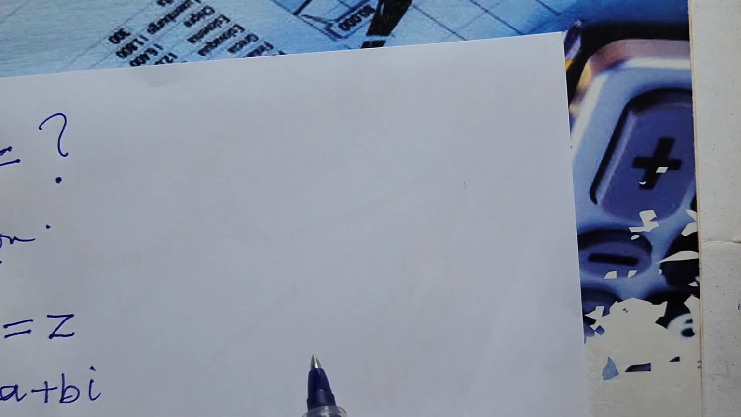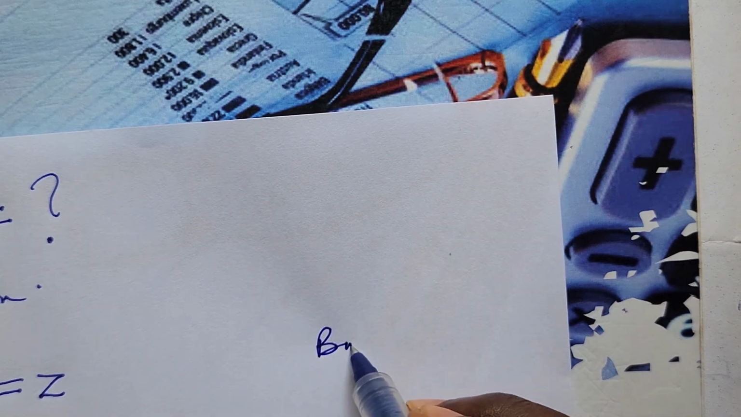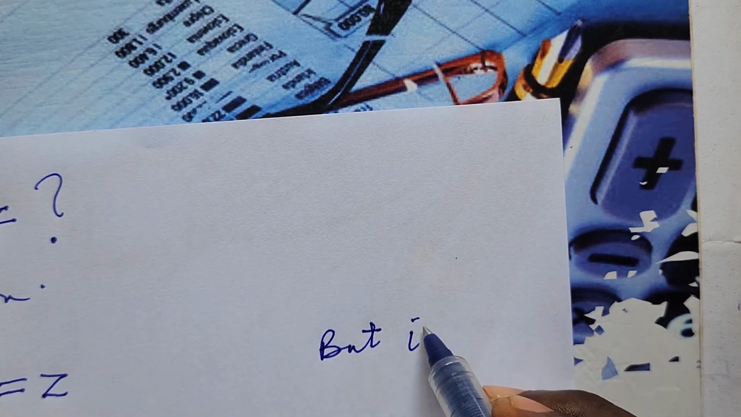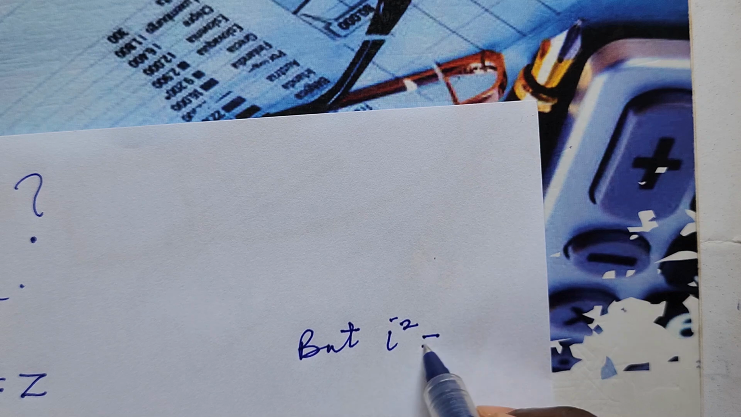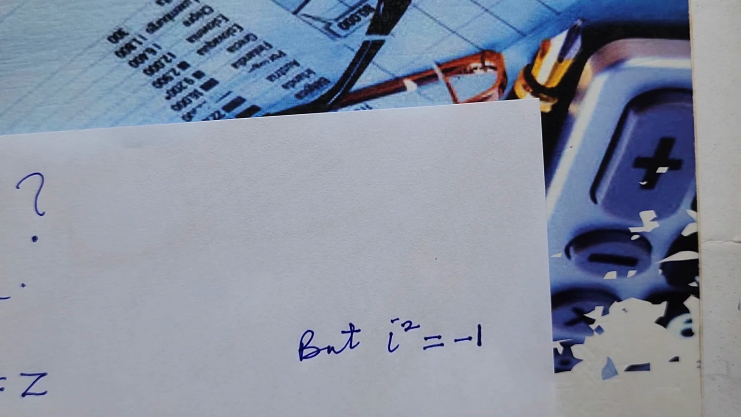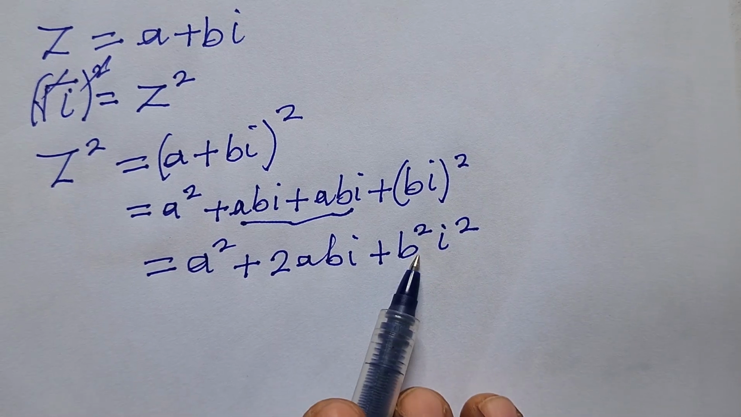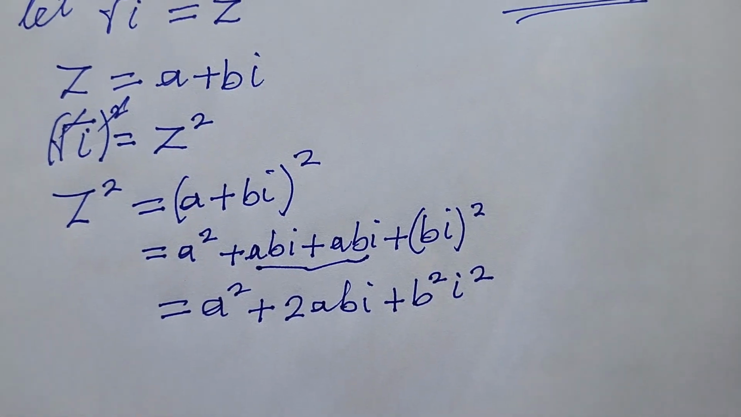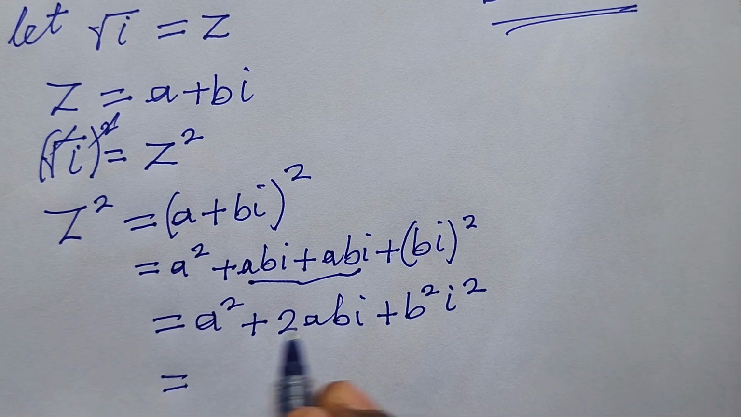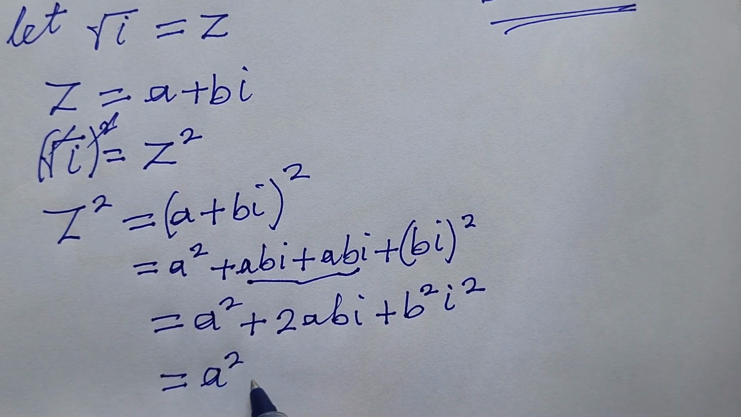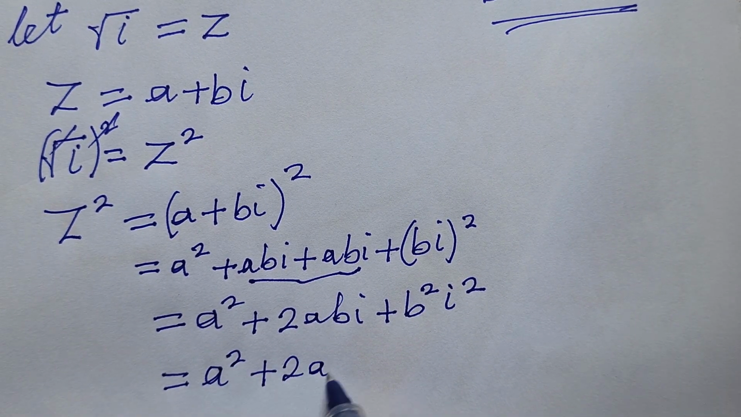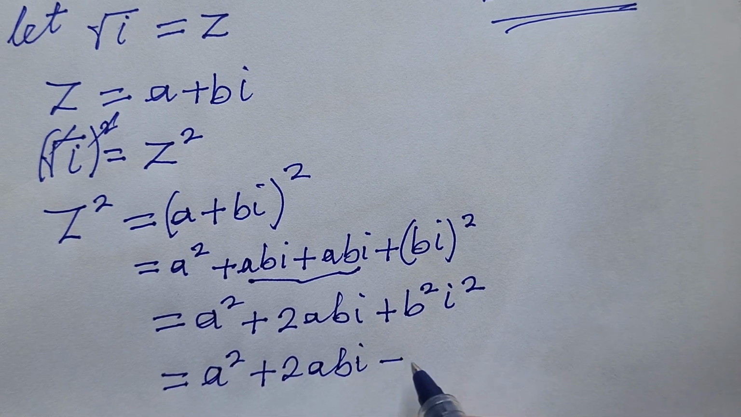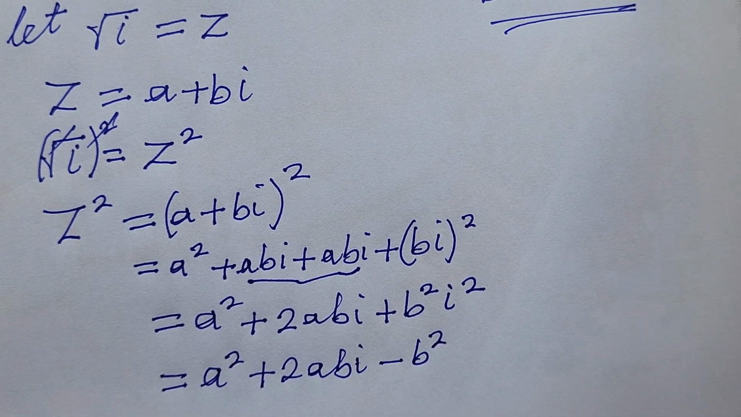Remember that the square of i is equal to minus 1, right? So we say here, sorry, the square, not square root, the square of i is equal to minus 1. Okay, so we can bring this into this system here. So if we do that, here will now be minus 1. And minus times plus will give us minus. So we now have a to the power of 2 plus 2abi minus b squared.